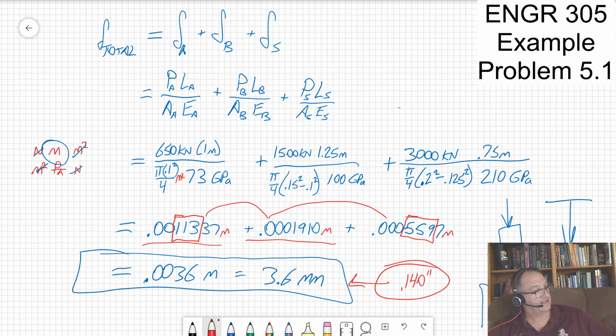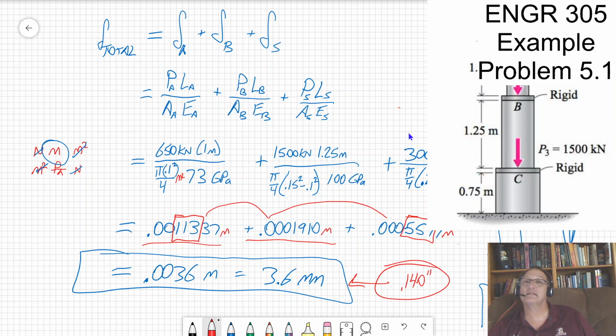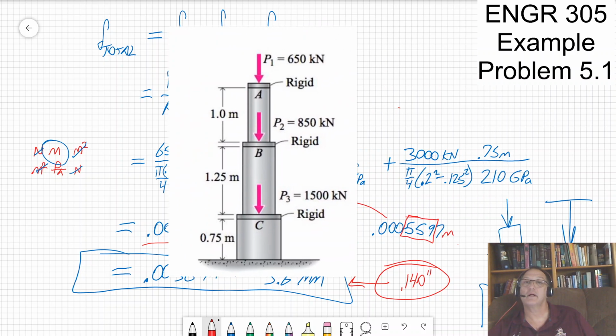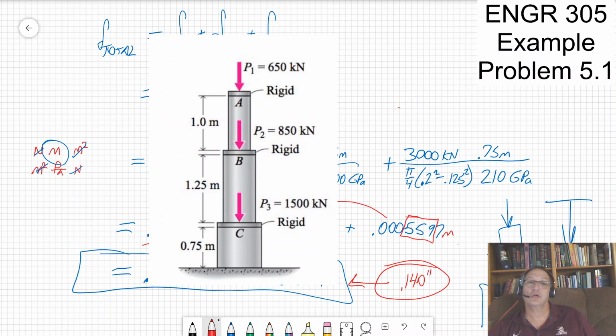But look at how big this thing is. This structure. Sorry, I got to get over here and grab it. This structure is 3 meters tall. It is about 10 feet tall, and you put 650 kilonewtons on it, and it goes down an eighth of an inch. Wow, that stuff is stiff.